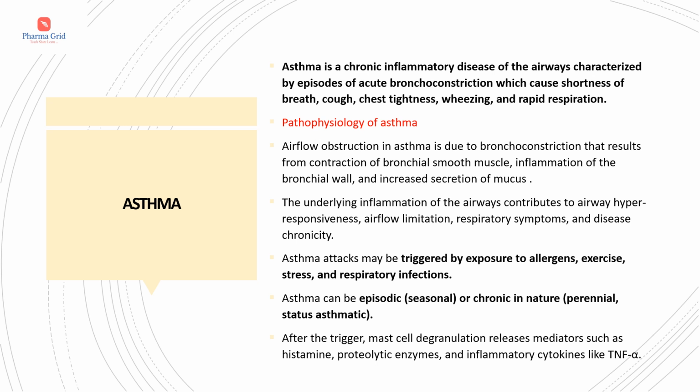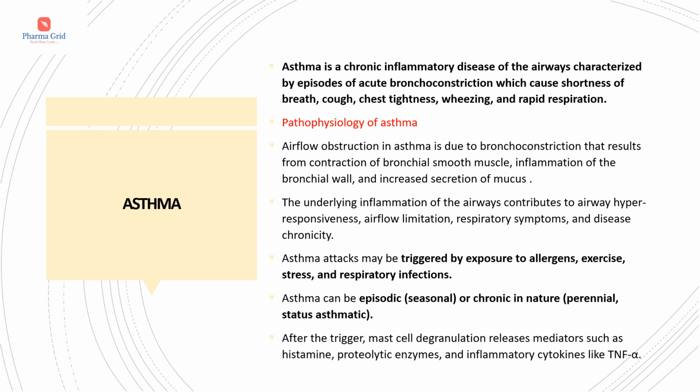Asthma is a chronic inflammatory disease of the airways characterized by episodes of acute bronchoconstriction which cause shortness of breath, cough, chest tightness, wheezing, and rapid respiration. So, asthma means it is a chronic inflammatory disease of the airways. It is characterized by episodes of acute bronchoconstriction. Bronchoconstriction means the bronchioles will become constricted. As a result, it will cause shortness of breath, cough, chest tightness, wheezing, and rapid respiration.